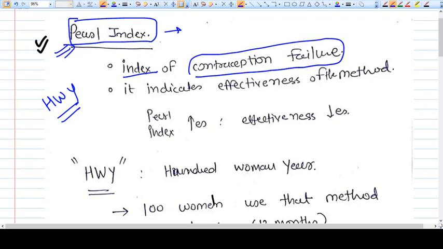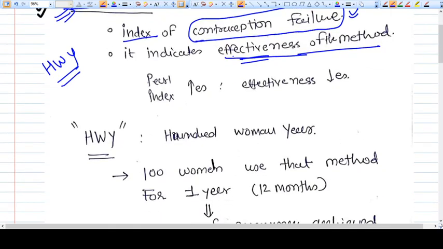So first of all, it is an index of contraception failure. It's not an index of contraception success. Pearl index is an index of contraception failure. It indicates the effectiveness of the method indirectly, not directly. So if the Pearl index increases, that means the effectiveness of the contraceptive method is decreased.